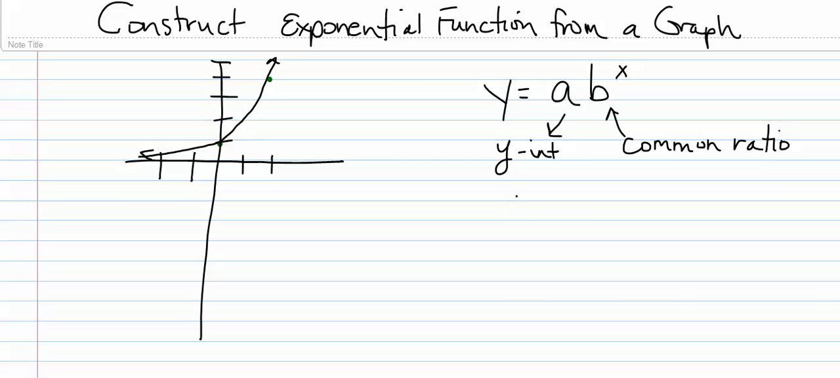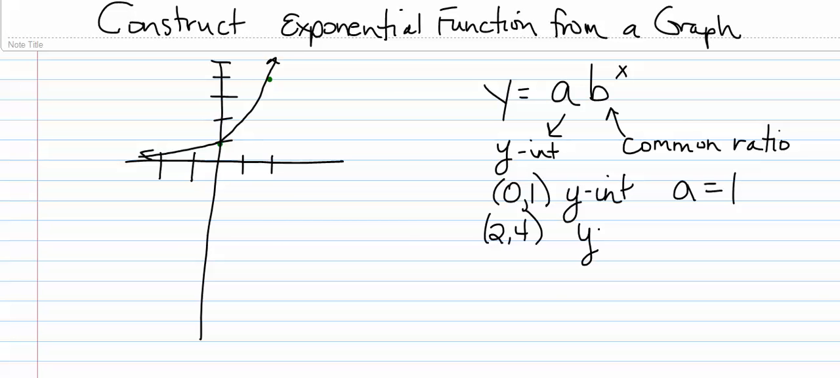The first one is going to be the y-intercept, and in this graph, the y-intercept is (0, 1). So that tells me that my a value is going to be 1. And a second point on this graph that we need is the point (2, 4). We're going to use that point temporarily, plugging values into our equation. y is going to be 4, and x is going to be 2. We're going to use those three values, a is 1, y is 4, and x is 2, to help us find the b value for our common ratio.